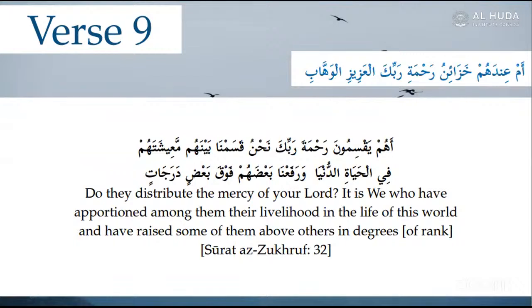Do they distribute the mercy of your Lord? It is we who have apportioned among them their livelihood in the life of this world. وَرَفَعْنَا بَعْضَهُمْ فَوْقَ بَعْضٍ دَرَجَاتٍ, and have raised some of them above others in degrees of rank. So because Allah is Al-Khaliq and also Malik, He is also Hakim, no one should have any objection when it comes to His decisions and His commands.